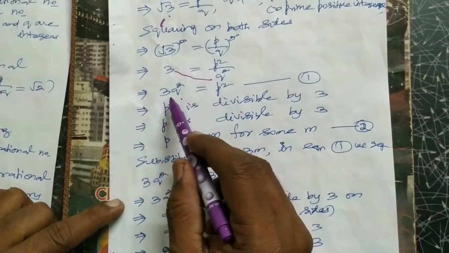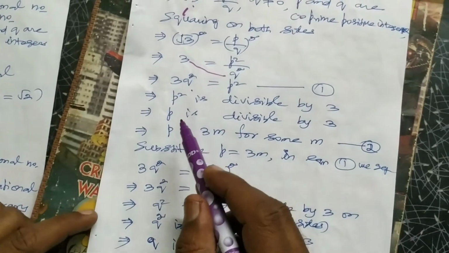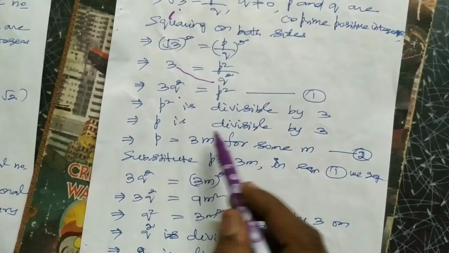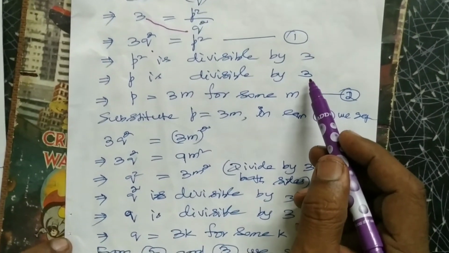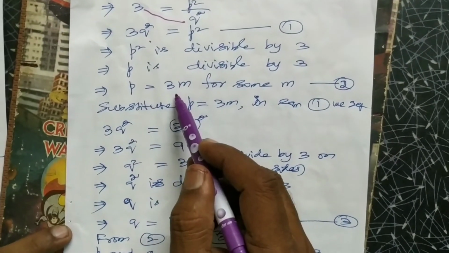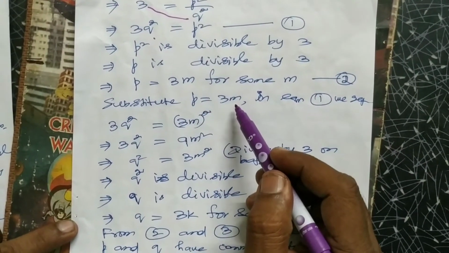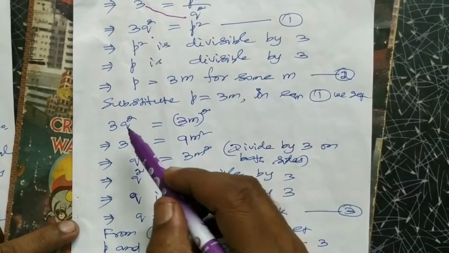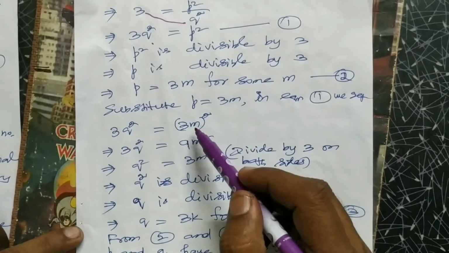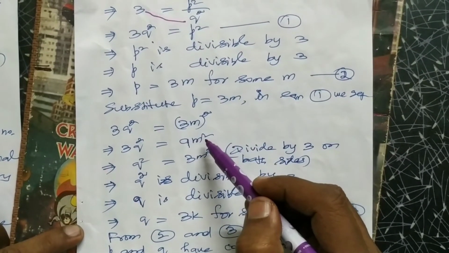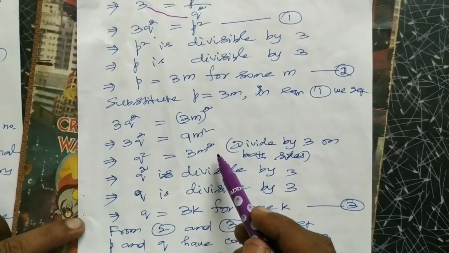As p square contains a factor of 3, p square is divisible by 3. When p square is divisible by 3, then p is also divisible by 3. When it is divisible by 3, it can be written as a multiple of 3. Therefore, p equal to 3m for some m. Now substitute the value of p equal to 3m in equation 1. 3q square equal to (3m) whole square. Now (3m) whole square is 3m into 3m, which is 9m square. Now dividing by 3 on both sides, q square equal to 3m square.